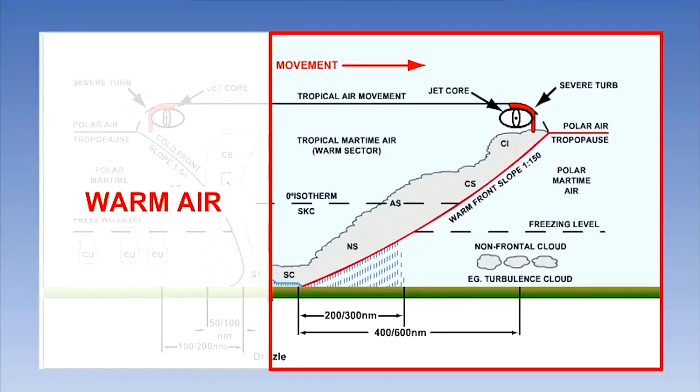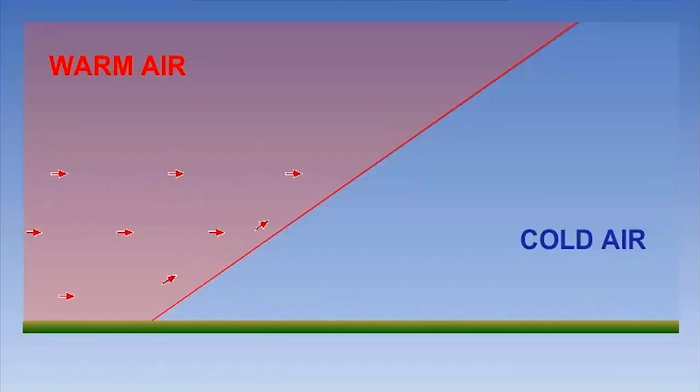Let's now see what we might expect the weather to be like. The depression weather can be subdivided into the warm front and the cold front. Looking at the cross-section of a polar front depression, let's now take a look at the warm front since it will be this part of the depression that will arrive first.